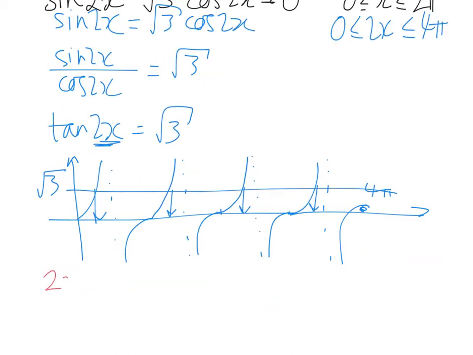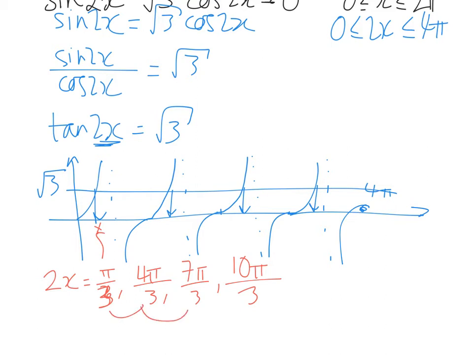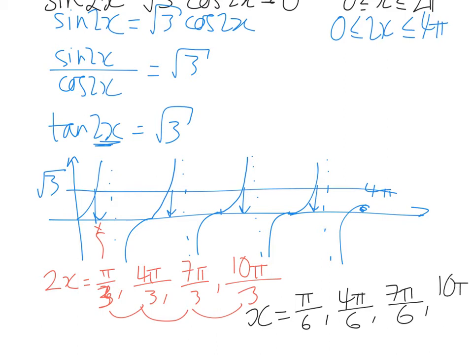So these are our solutions for 2x. We've got 2x equals pi by 6, pi by 3, 4 pi by 3, 7 pi by 3, and 10 pi by 3. Because I knew that this one was a special value and that it was pi by 3. And all I've done each time is add on pi. So now we write our final answers. For x, all we need to do is divide by 2, so x equals pi by 6, 4 pi by 6, 7 pi by 6, 10 pi by 6.